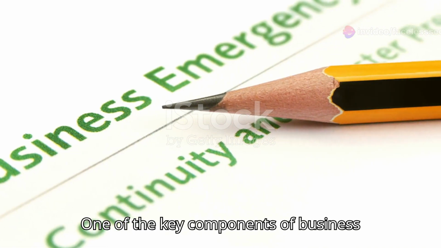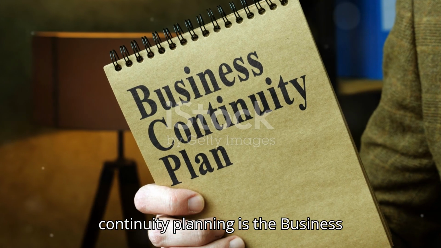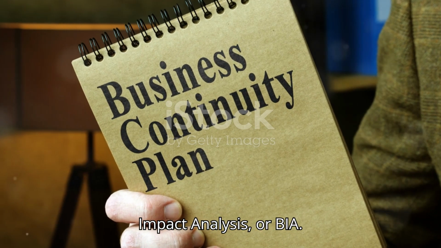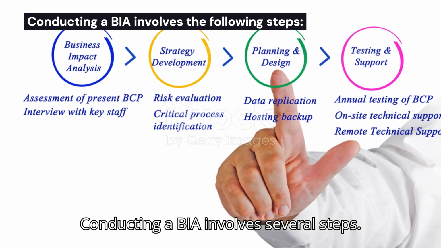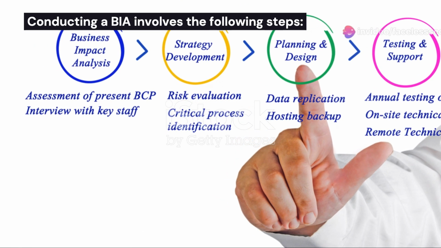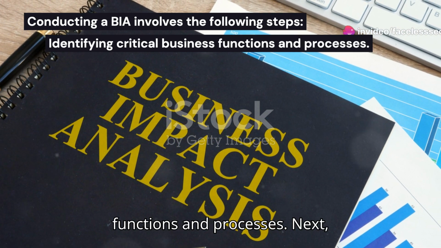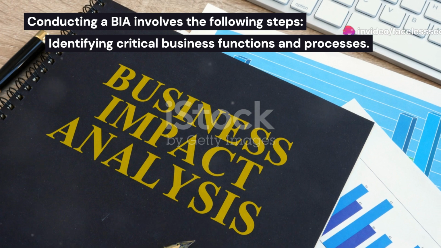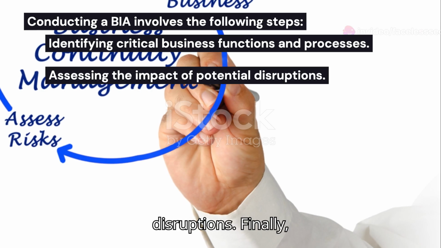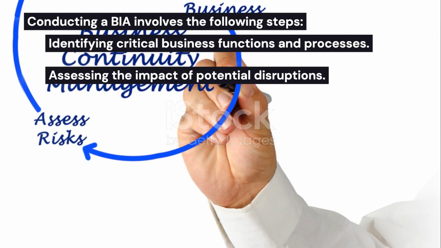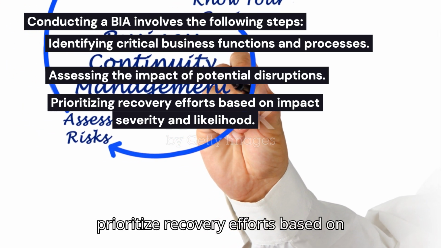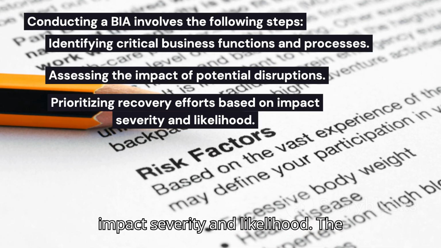One of the key components of business continuity planning is the business impact analysis, or BIA. Conducting a BIA involves several steps. First, identify critical business functions and processes. Next, assess the impact of potential disruptions. Finally, prioritize recovery efforts based on impact severity and likelihood.